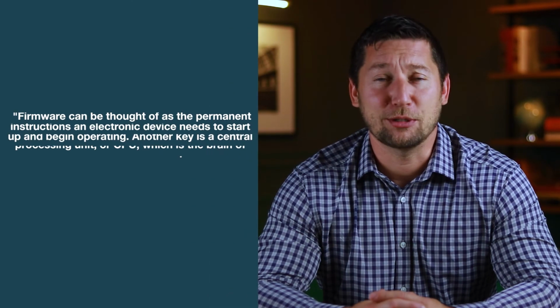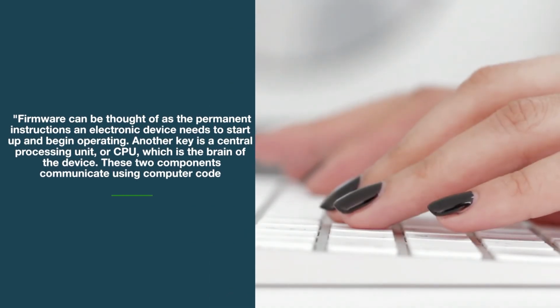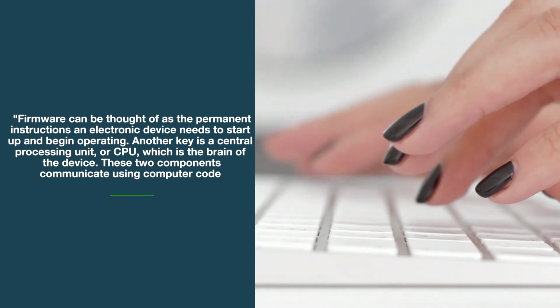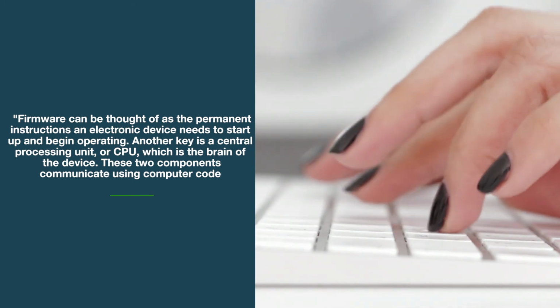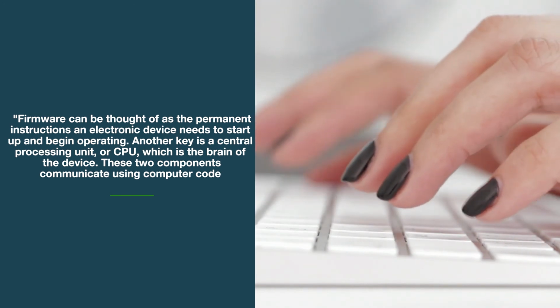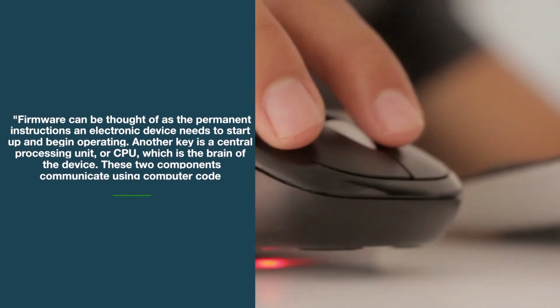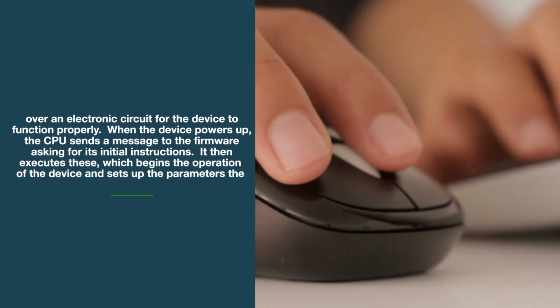Firmware can be thought of as the permanent instructions of an electronic device that needs to start up and begin operating. Another key component of most electronic devices is a central processing unit, or CPU, which is the brain of the device. These two components communicate using computer code over an electronic circuit for the device to function properly.